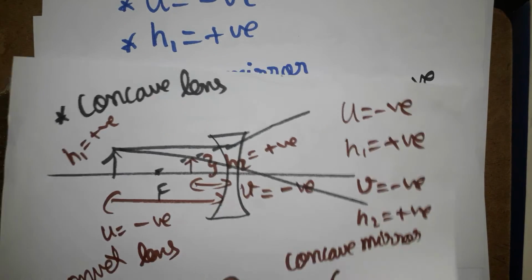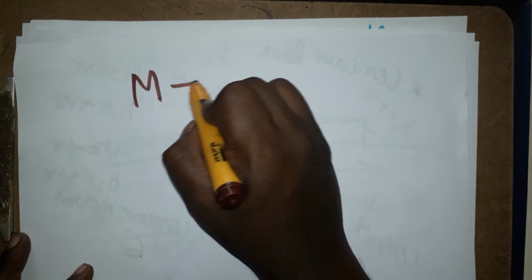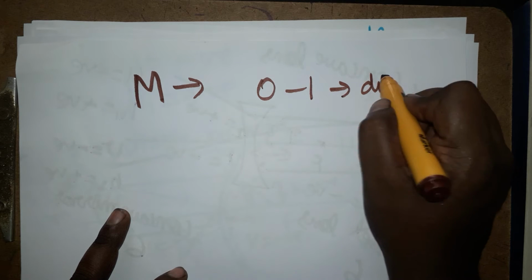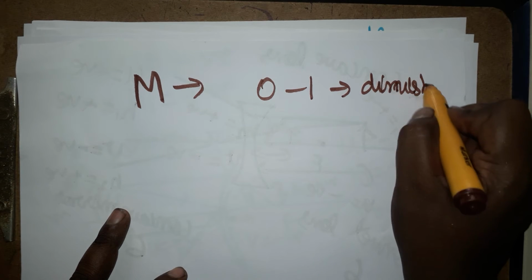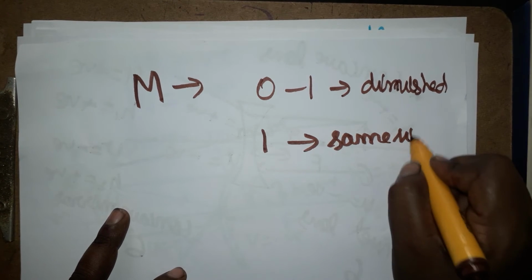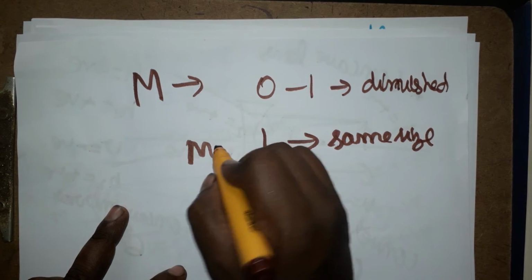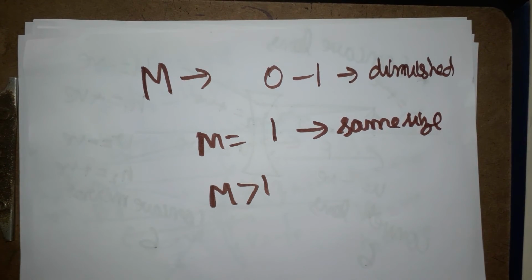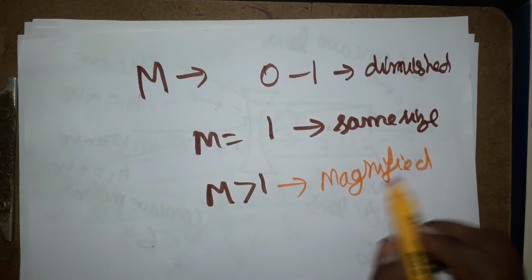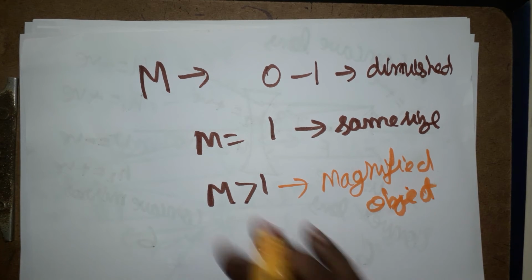Next I'm going to tell you about magnification, how we can use the sign convention in magnification. First I want to say some conditions. If you get a 0 to 1 value, it is diminished. If you get exactly 1, same size. If you get magnification equal to 1, it means same size. Magnification greater than 1 is a magnified object.